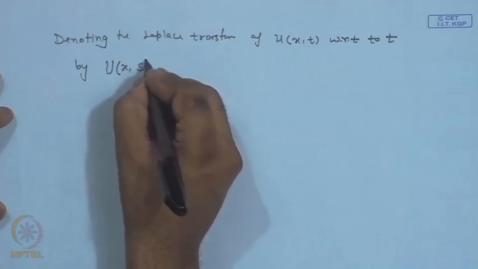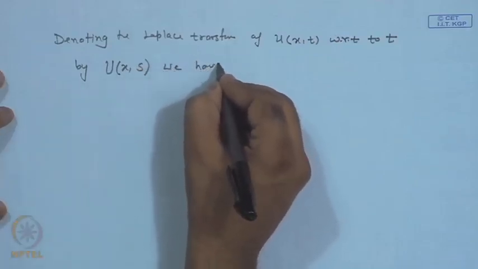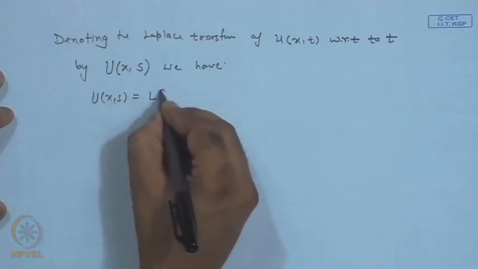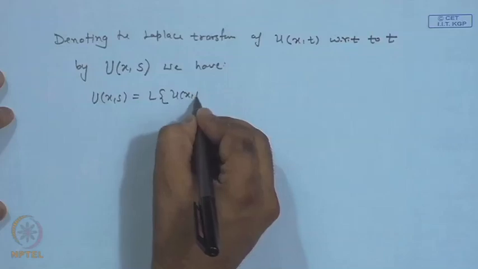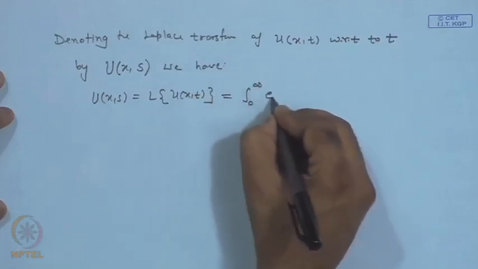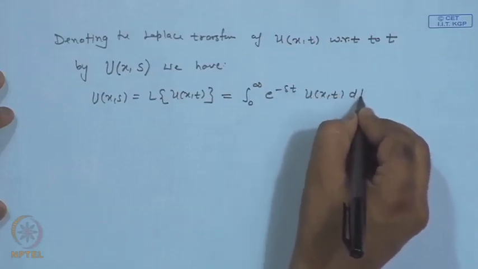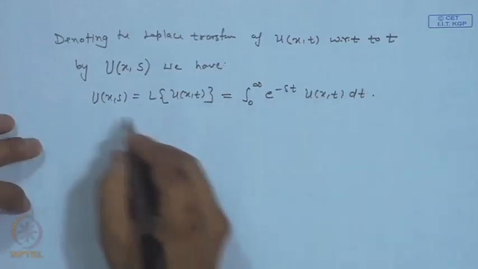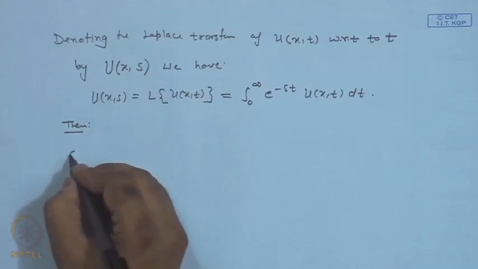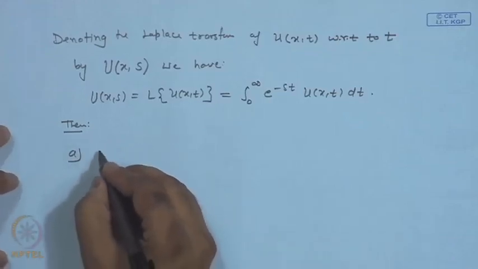Here this transformed variable s will come, and by the definition, U(x,s) is the Laplace transform of u(x,t), and this is the integral from 0 to infinity of e^(-st) u(x,t) dt. Using this definition, we have the following results that will be useful while solving partial differential equations.